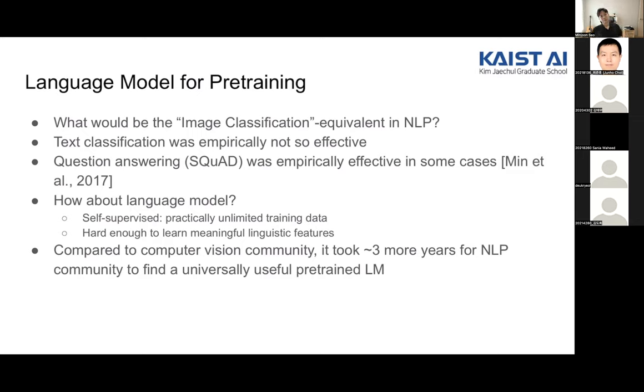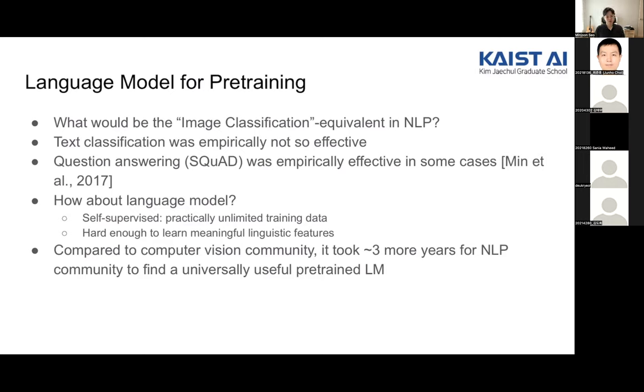And in fact, there was a good task that was hard enough, and even better than the image domain, the amount of data available is very large, which was the language model. The good thing about the language model compared to image classification is that it is self-supervised, which means there is practically unlimited training data on the web. And it's also hard enough. In fact, it's so hard that it's impossible to get it exactly correct, but the model probably learns some contextual cues. It has to utilize every possible contextual cue to guess the next word right.